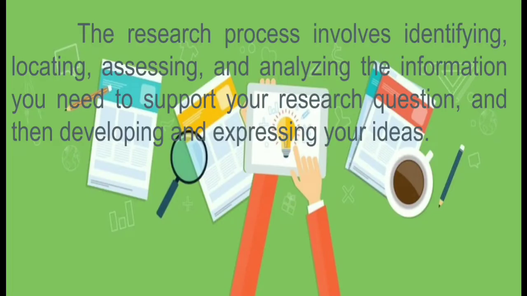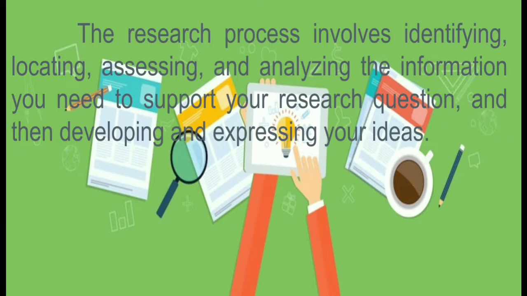In the next part, what is the research process? The research process involves identifying, locating, assessing and analyzing information. You need to spot your research question and develop the expression of your idea. In the research process, we discuss key aspects of the research: how to do research, what is research, and what steps to follow. Today we will discuss the flow chart of the research process.